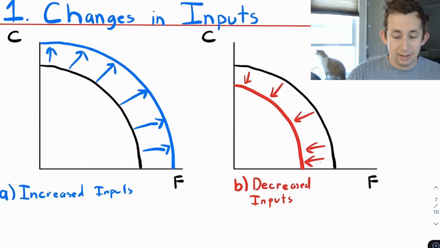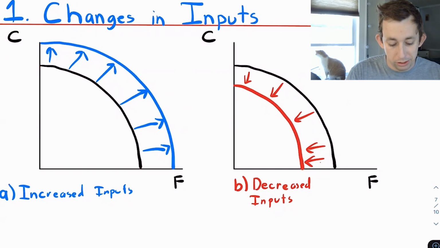Now, the way that I like to draw shifts in PPFs is that I already have a PPF, and basically what I'm going to try to do is take the points on the axes here, and figure out where those new points are if they moved, and then I'm just going to draw a PPF between those 2 points with a similar shape to the original PPF. And that's going to be true as we go through these examples here.